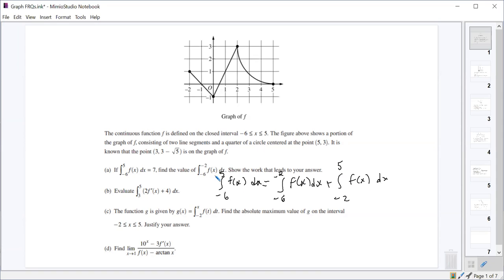And so we know that -6 to 5 is 7. And so we should be able to say that 7 minus the integral from -2 to 5 of f of x is equal to what we're looking for. And so then we just need to figure out what is the value of the integral from -2 to 5 of f of x dx. So we just need to figure out the area underneath the curve from -2 to 5.